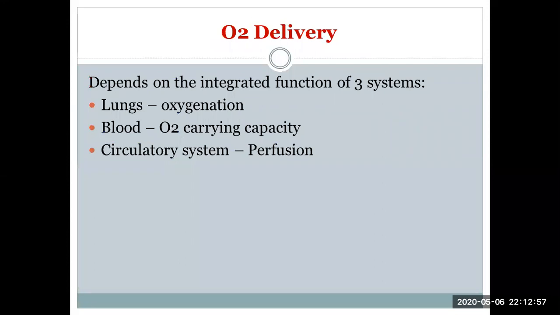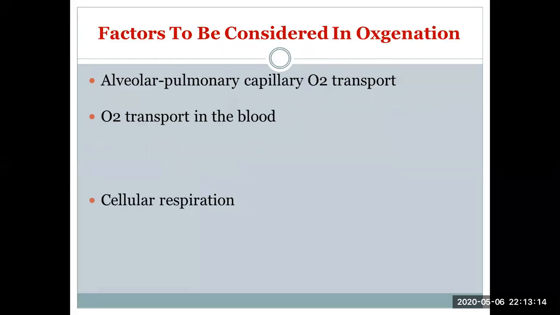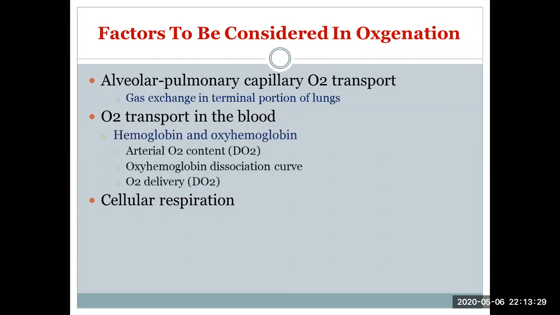Oxygen delivery depends on integrated function of three systems: mainly the lungs by oxygenation, the blood by oxygen carrying capacity, and the circulatory system to maintain perfusion. This is a complex formula to maintain adequate oxygen delivery to the tissue. Factors to be considered in oxygenation, simple basic physiology: alveolar pulmonary capillary oxygen transport, to ensure the gas exchange in the terminal portion of the lungs; oxygen transport in the blood, which will be carried by the hemoglobin and oxyhemoglobin; the arterial oxygen content, the oxyhemoglobin dissociation curve, and oxygen delivery.